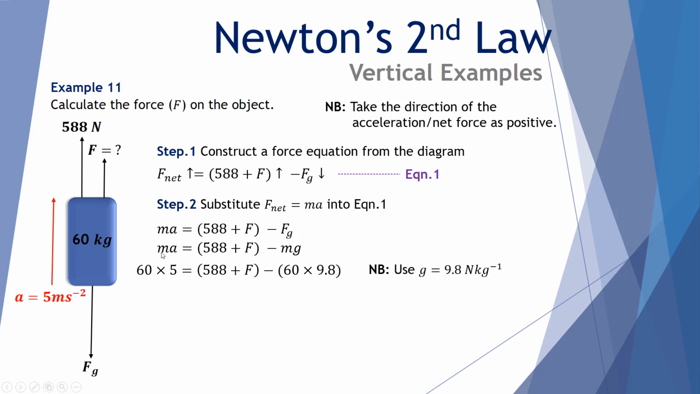So our numbers substituting in give us a mass of 60 of our object being accelerated by an acceleration of 5 meters per second squared, and that product will be equal to 588 plus F, take away the force due to gravity, which will be mass of 60 multiplied by gravitational field strength of 9.8 newtons per kilogram. 300 equals 588 plus F, take 588. The plus 588 and the minus 588 simply cancel out to leave us with F, the unknown force, is 300 newtons in an upwards direction.